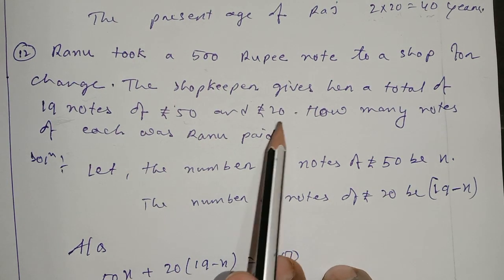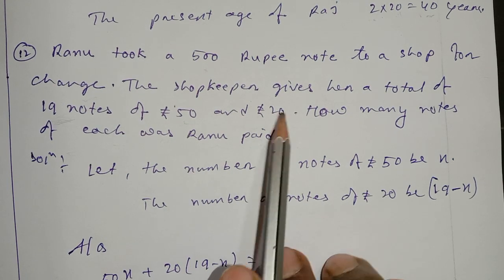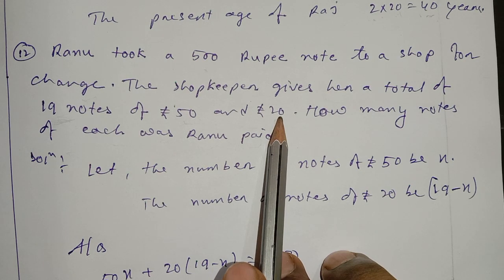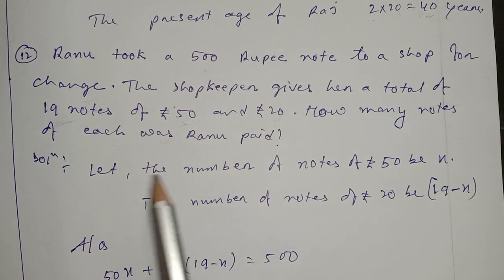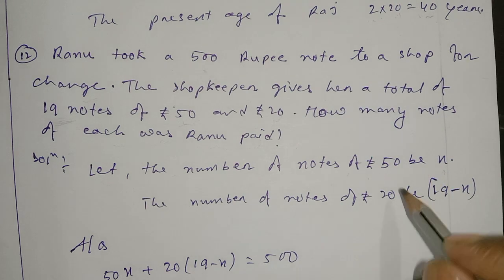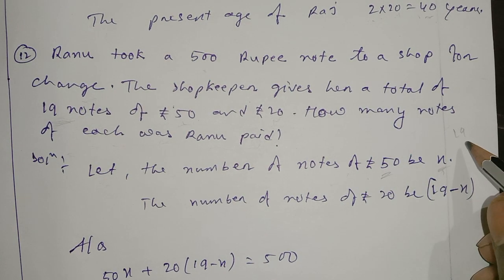Then for the 500, how many 50 rupee notes and how many 20 rupee notes will he get? We have to find the numbers. Okay, then how will we find? See, let the number of notes of rupees 50 be x. How many 50 rupee notes are taken? x. Our total notes is 19.